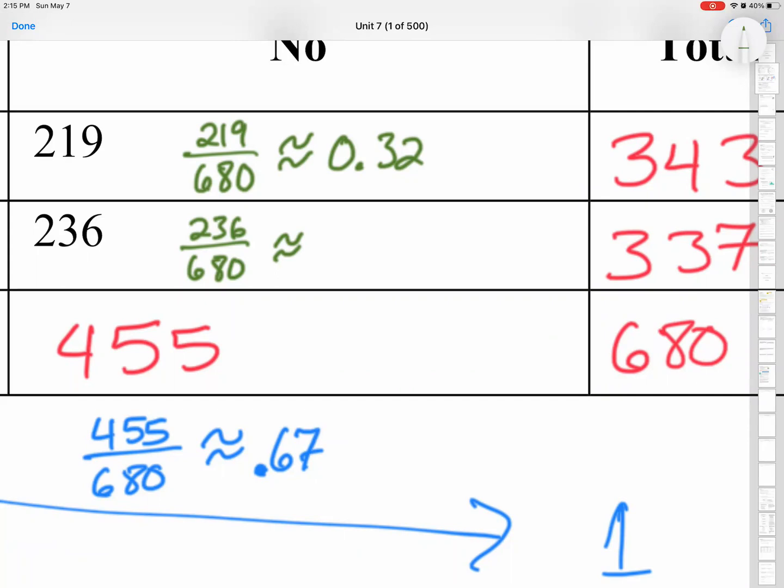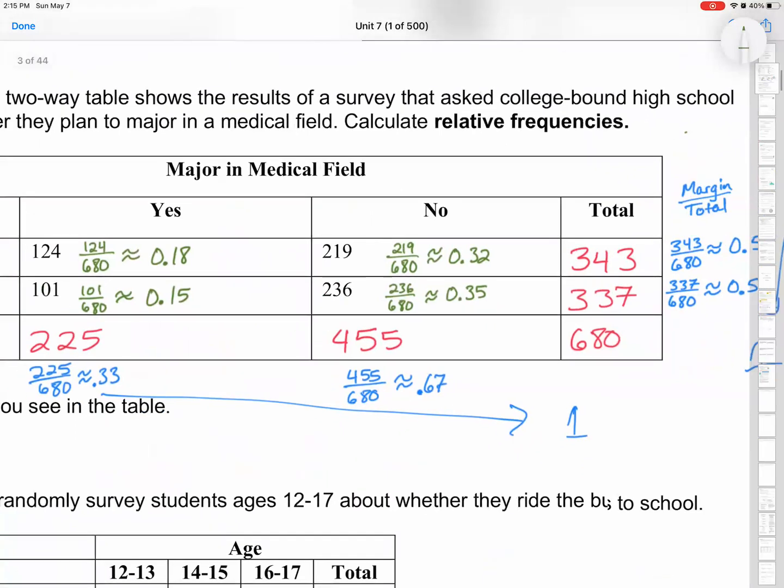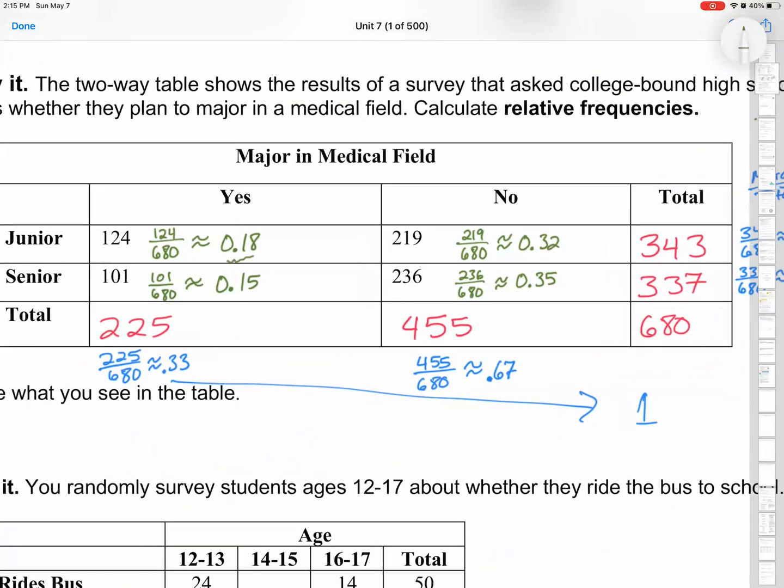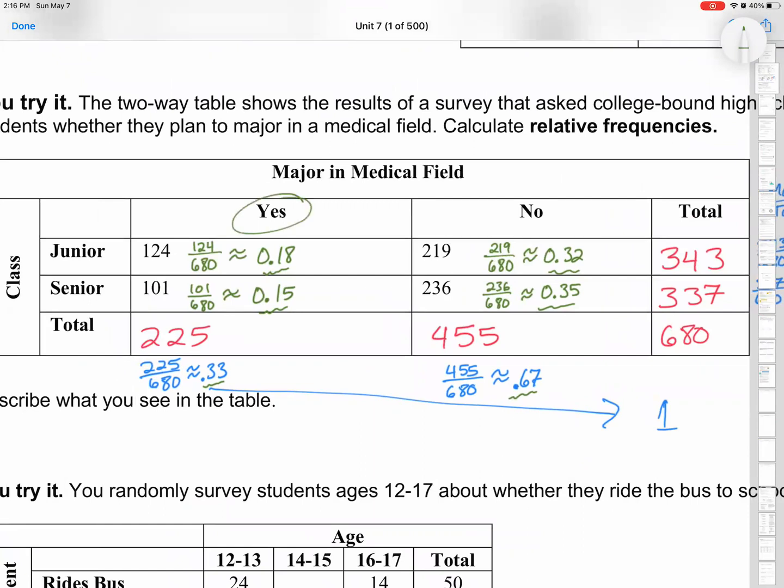We end up with about 35%. Now, noticing too, our values, like if I were to take this 0.18 and this 0.15, I get that marginal distribution, right? Or 0.32 and 0.35, I get 0.67. And that should happen, okay? So again, that's joint probability, where you're taking the two factors, like yes, they're going in the medical field, and yes, they're a junior, to then figure out what is that compared with the total. So that's why it's called joint.